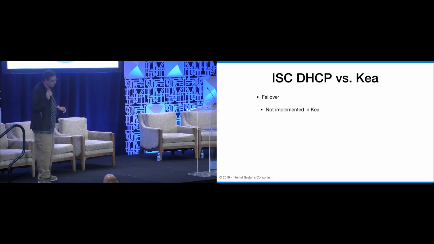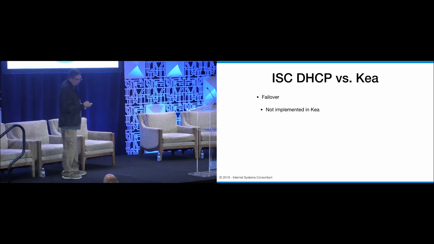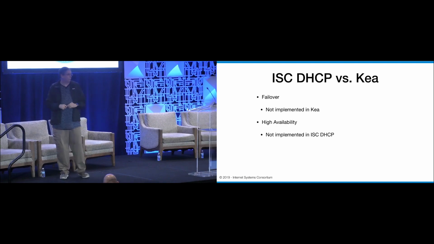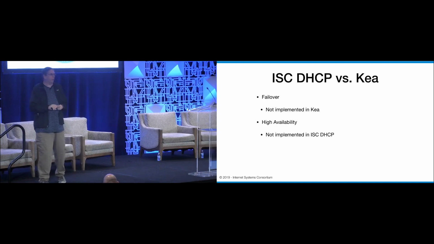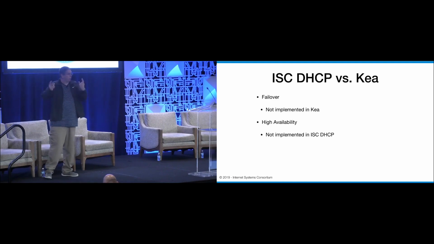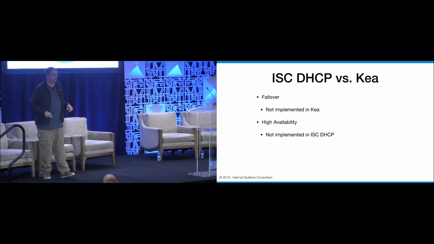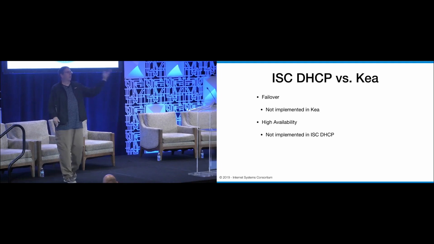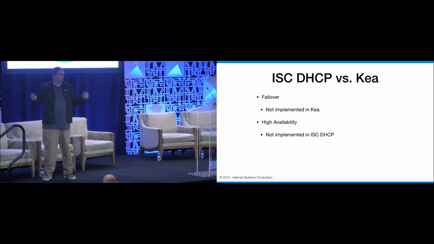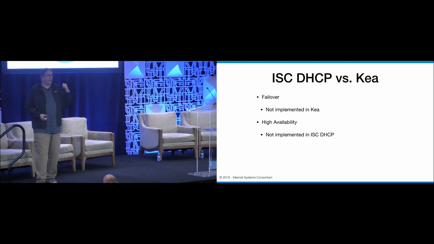Kea actually implements high availability. So you're able to keep a hot standby of your DHCP server. You have one up and running, and it's sending its lease information over to the other one. The first one fails, it fails over to the second one. Very good stuff. Obviously, a major change in your infrastructure configuration.